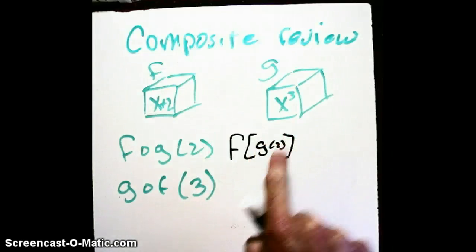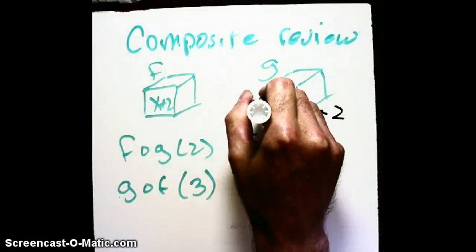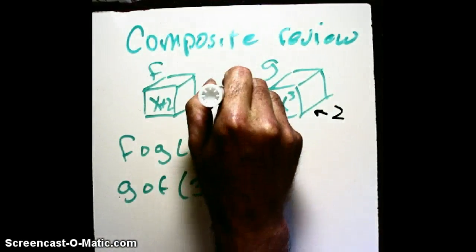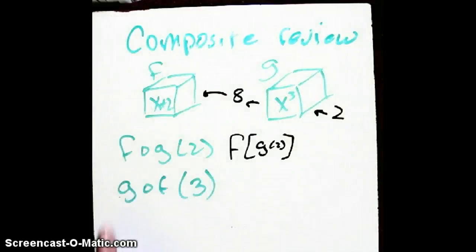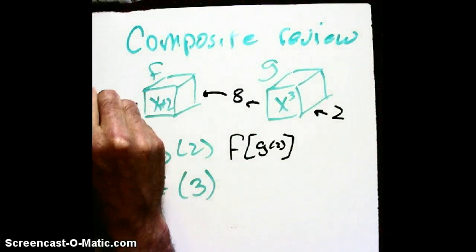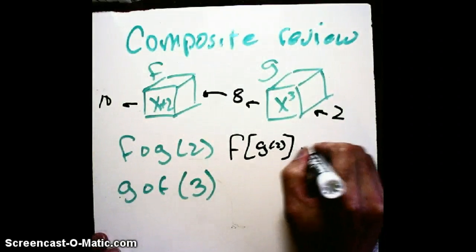Take 2, put it in for G. When I do that, I get 8 out. Then take that value, put it in for F. 8. What is 8 plus 2 according to the directions? That's 10. So F∘G of 2, or F of G of 2, is 10.